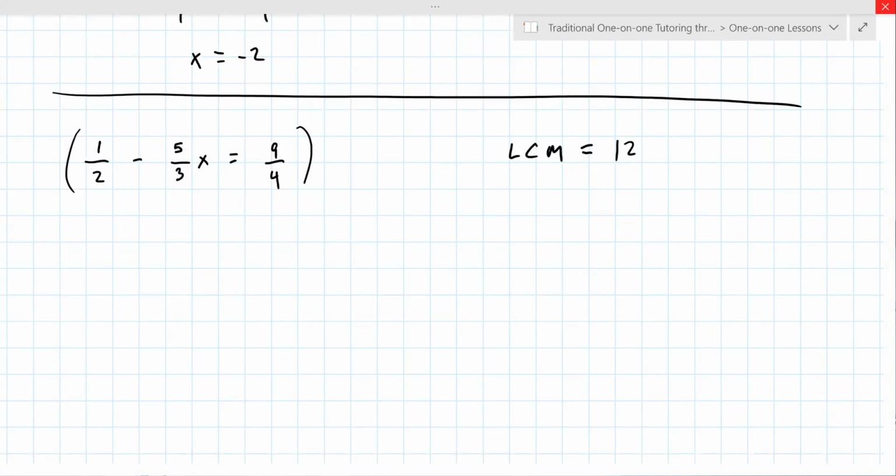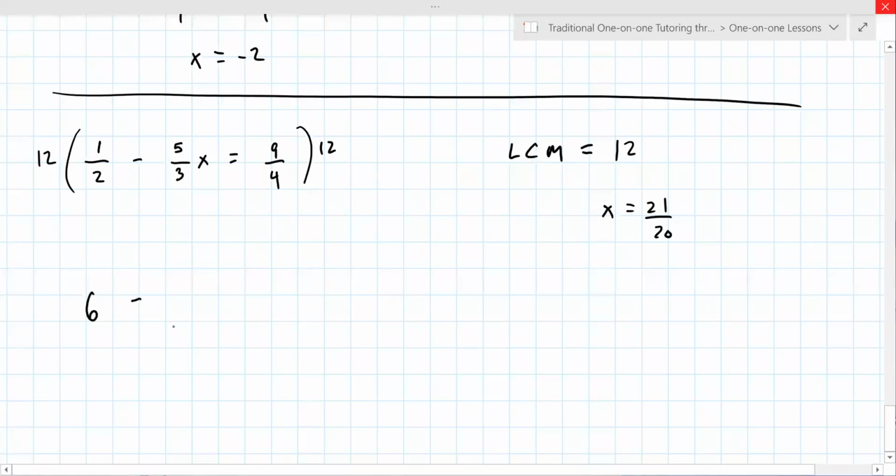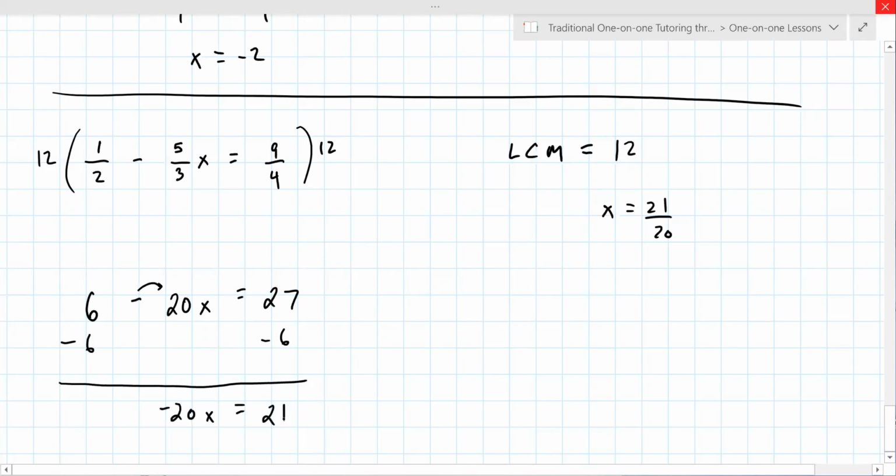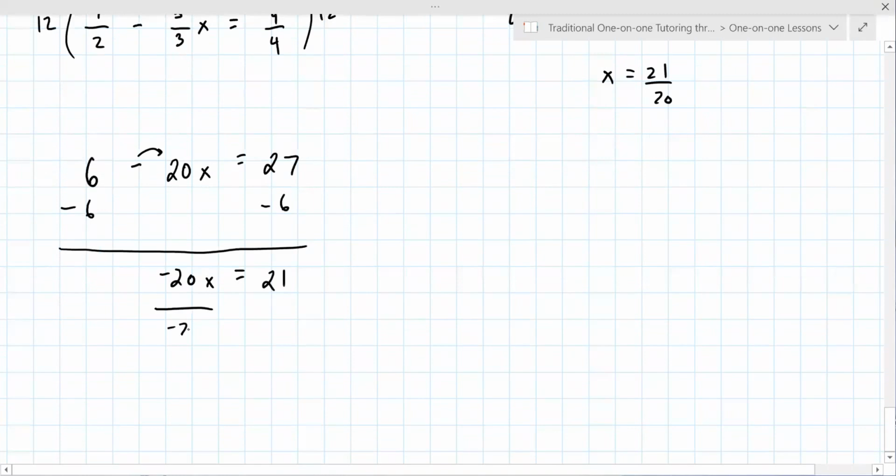Would it be x equals 21 over 20? No idea. We're going to work it out together. All right. Because that now, the first number becomes 6. The second number becomes 20x. And then you get 27 here. So you subtract 6 from both sides. This negative goes with the 20. So it's negative 20x equals 21. And then you divide by negative 20. So x equals negative 21 over 20.